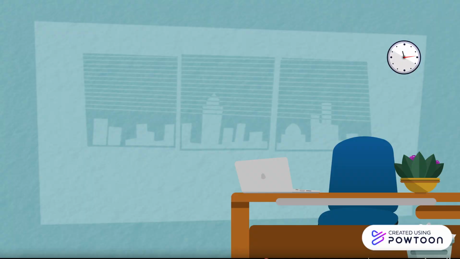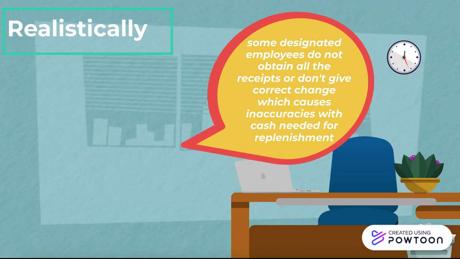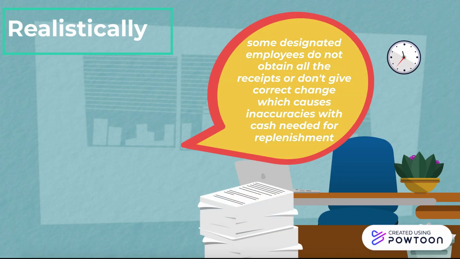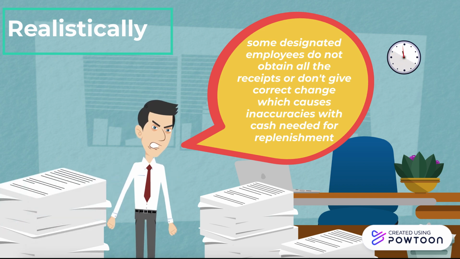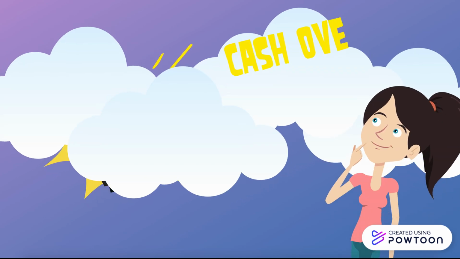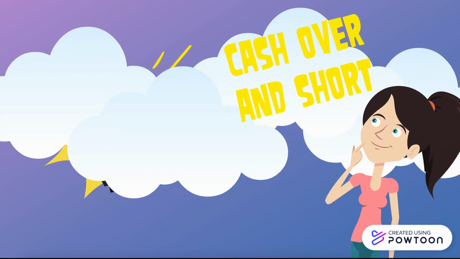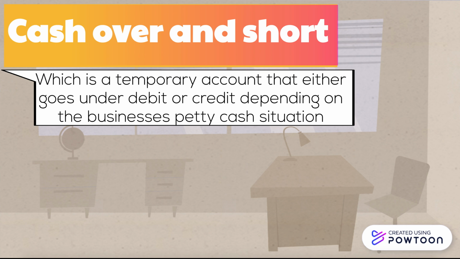But realistically, some designated employees do not obtain all the receipts or don't give correct change, which causes inaccuracies with the cash needed for replenishment. These cases are categorized as cash over and short, which is a temporary account that either goes under debit or credit, depending on the business's petty cash situation.